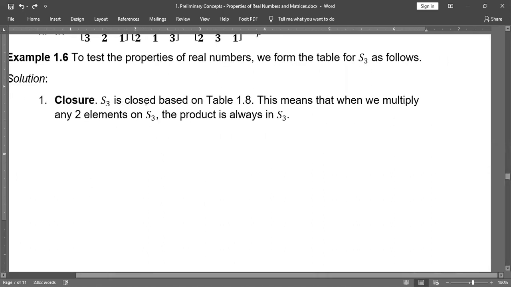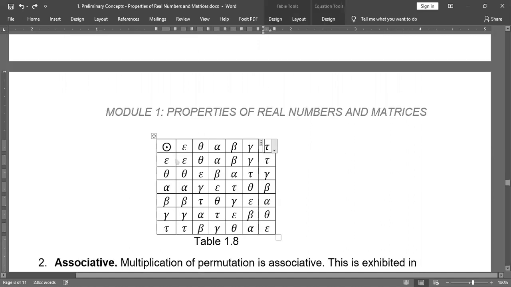Yan. S3 is closed based on the table 1.8. This means that when we multiply any two elements of S sub 3, the product is always in S sub 3. When we construct the table for the permutation using the six arrangements of 1, 2, 3, and the six Greek letters, epsilon times epsilon will resolve to epsilon. Yan. Basta ito siya.